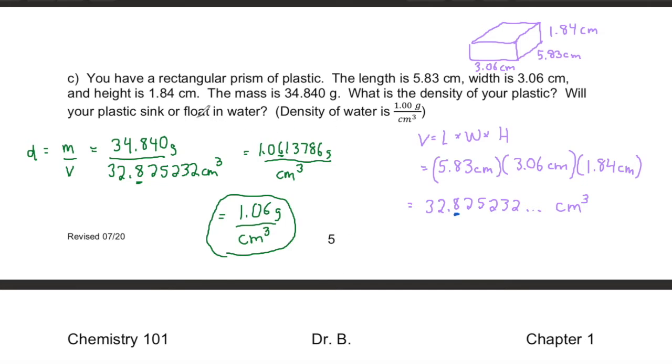There is another question: will the plastic sink or float in water? Water has a density of about 1 gram per cubic centimeter. This is more dense, and so this will sink in water.